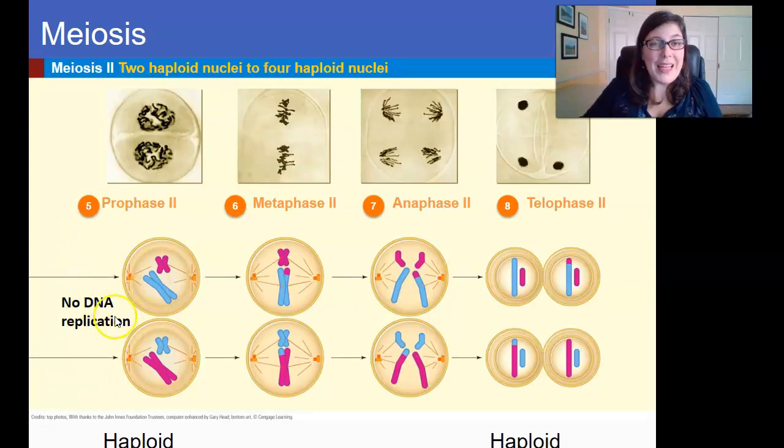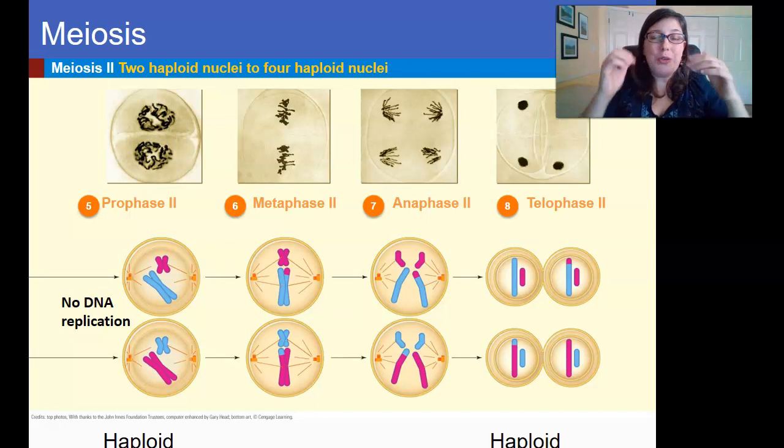We then go right into meiosis 2. There is no interphase where S phase and DNA replication occurs again. So there's no break in between and no DNA replication. Instead, we go right into prophase 2. Now, in prophase 2, as we know, the nuclear envelopes that just formed are going to come apart.